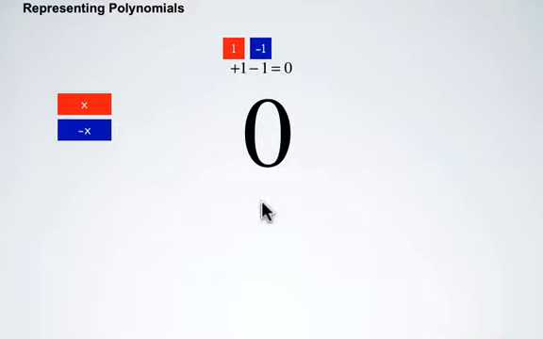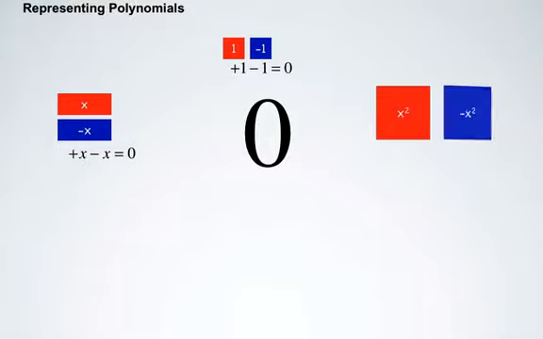With these algebra tiles now, using a couple different sizes, the zero principle still remains though. 1 red and 1 blue of the same size cancel out to give 0. Positive 1 minus 1 is 0. You can also use the x tiles. Positive x minus x is 0. These will cancel out. And same with the larger squares, the x squareds. A positive x squared and a negative x squared will always cancel out to be 0.